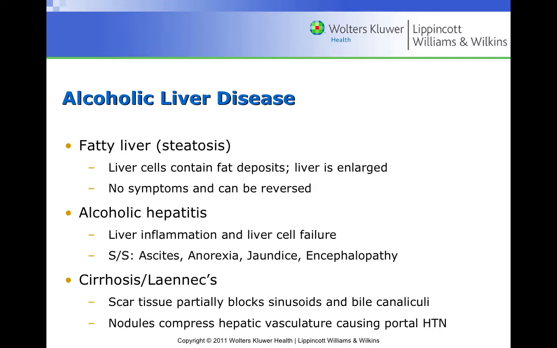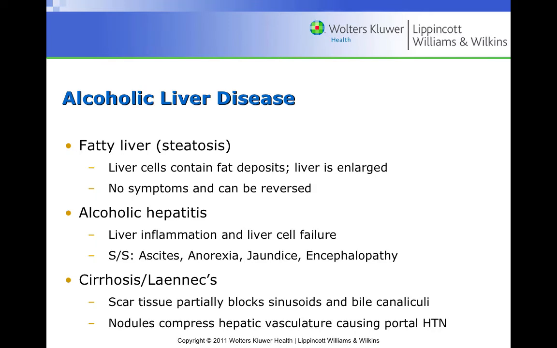Alcoholic liver disease can present in 3 different presentations, with cirrhosis being the end-stage liver disease with no recovery possible except transplant. In a fatty liver, we see that the liver becomes enlarged because of fat deposits. Generally, there are no symptoms, and it can be reversed by changing diet.